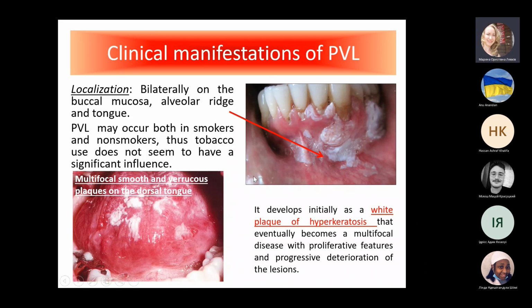So, leukoplakia on the alveolar ridge, and a leukoplakic lesion, a multifocal smooth and verrucous plaque on the dorsal tongue.